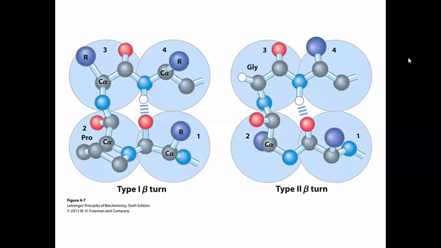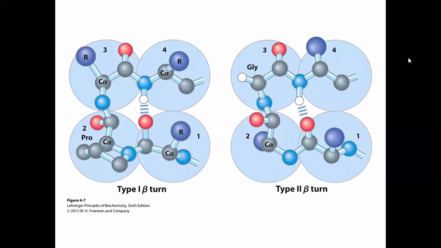All right, so this is turn. Look at the type 1 beta turn: 1, 2, 3, 4, 4 amino acids. It creates a turn, right? You can see the turn. That's proline at position number 2. And there is a hydrogen bond in the middle to stabilize the turn, so the turn will not open. And proline at position number 2, as I mentioned before, is very flexible.